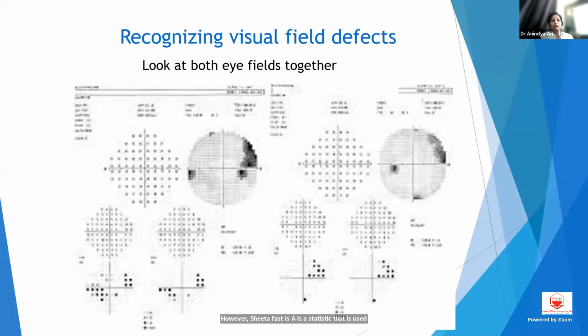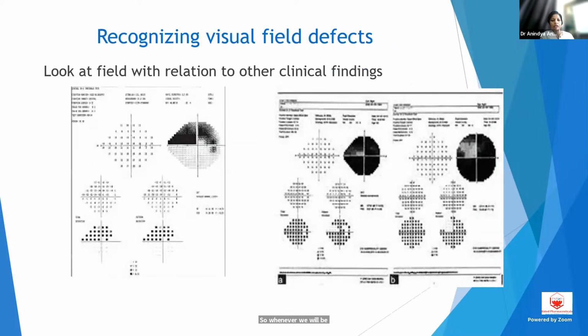So whenever we'll be analyzing visual field, we must see both eyes. Only seeing one eye will not lead to a conclusion properly. So when looking at the visual field, you should also correlate with the other eye diseases. Suppose here we are seeing the visual field is very grossly affected. You will find, okay, it's a very severe glaucoma defect.